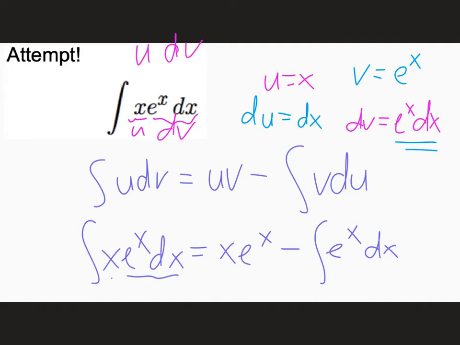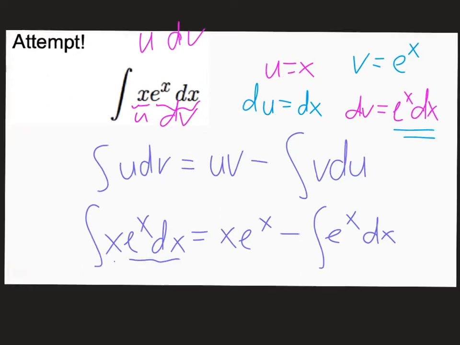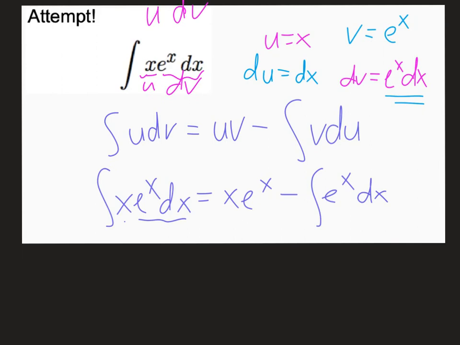Okay, so now let's go ahead and finish the problem. So we have x e to the x, and then we have minus the integral of e to the x. Well, isn't e to the x just e to the x? The derivative of e to the x is e to the x, so going backwards is just e to the x. So the integral of x e to the x dx is equal to that. If we're not sure that we did it correctly, let's take a derivative and double check.